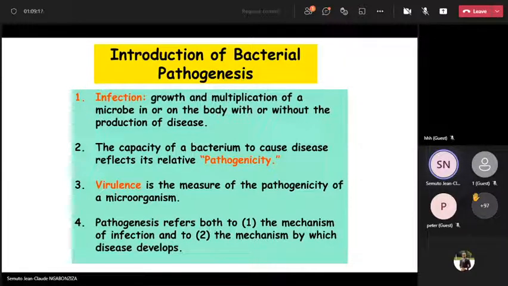Pathogenesis refers both to the mechanism of infection and to the mechanism by which disease develops. How does the infection take place, and how does the bacteria really produce disease? That is pathogenesis. So these are important terminology: infection, pathogenicity, virulence, and pathogenesis. I hope you already had this even before, in microbiology one.